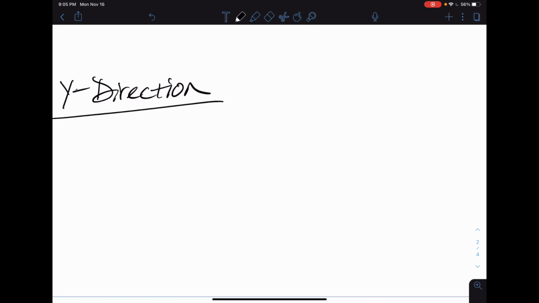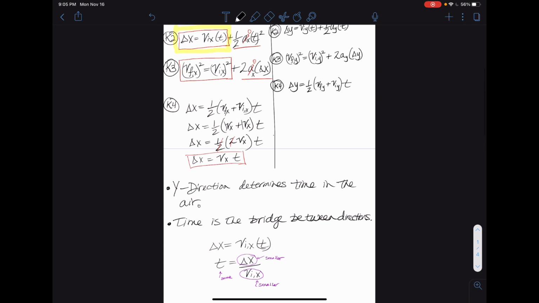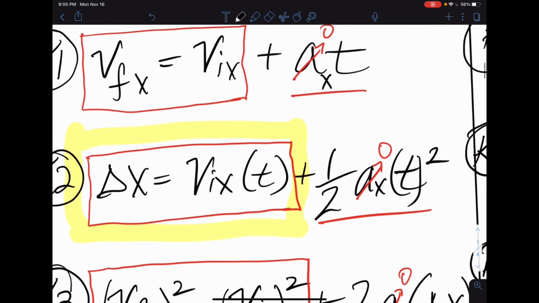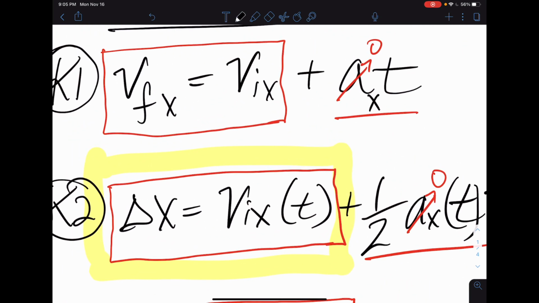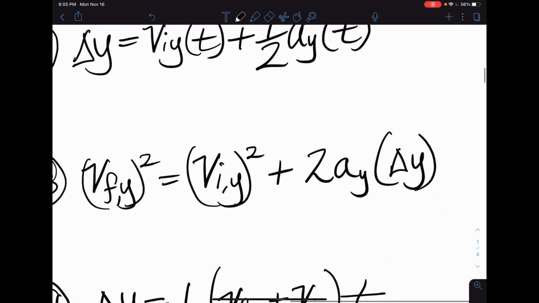I don't know how far, I don't know delta X to the top. I don't know time to the top. I know VIX. So what I'm trying to say is, in this X kinematic formula right here, I don't know delta X. I don't know T to the top. So all I know is VIX. So I have two unknowns and one equation. That's useless. So I have to look to the Y direction.